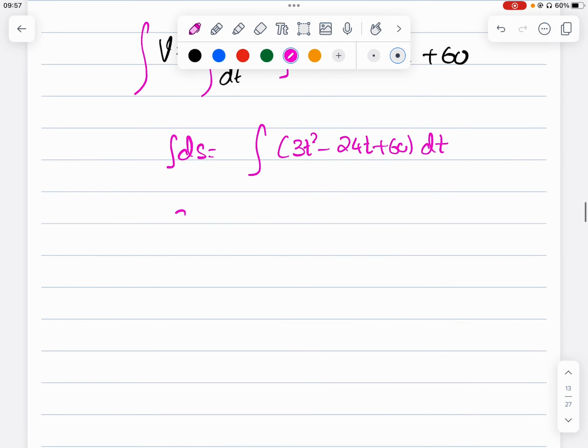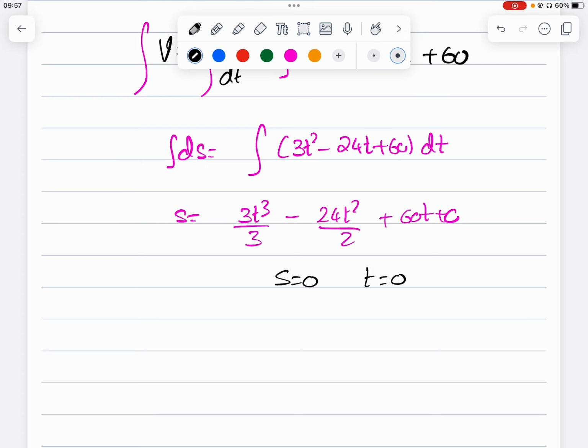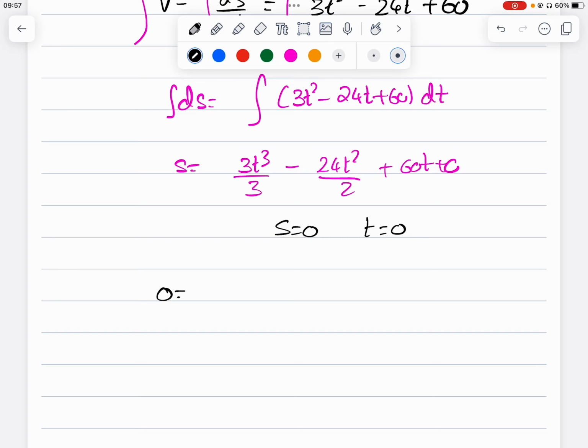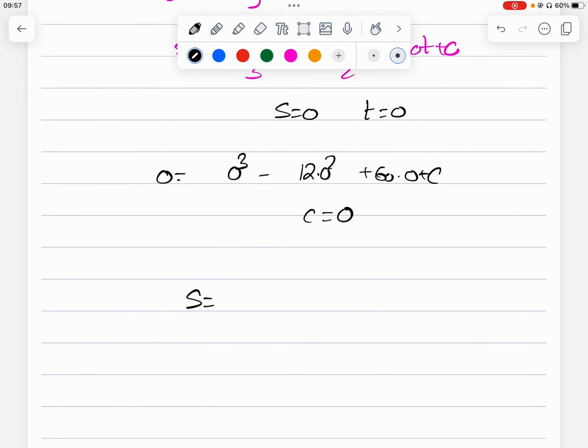So what does that become? S equals 3t cubed by 3 minus 24t squared by 2 plus 60t plus c. As it is starting from rest, t equals 0, s equals 0. So 0 equals 0 cube minus 12 times 0 square plus 60 times 0 plus c, which gives me c value as 0. So what will be the s equation now? t cube minus 12t square plus 60t.